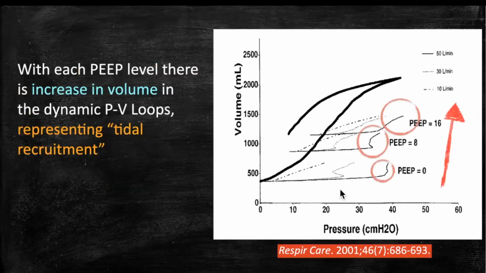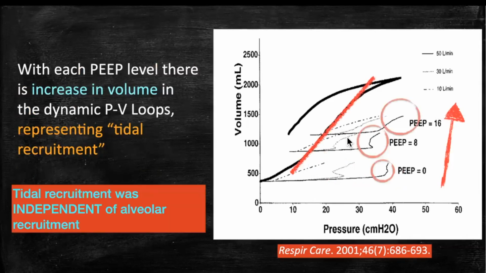This is very important because you can see that actually the compliance of the static PV loop is not changing. That means there is not much alveolar recruitment, but if you look in the dynamic PV loop, with the increase in the PEEP, you are seeing the change in the volume. So this is called tidal recruitment. When you are increasing the PEEP, you are seeing that there is an increase in the volume, but actually it is not equal to the alveolar recruitment.